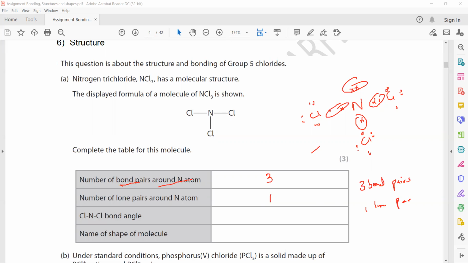and the shape will be pyramidal, or you can also say trigonal pyramidal. So the bond angle will be 107 and the shape will be trigonal pyramidal.